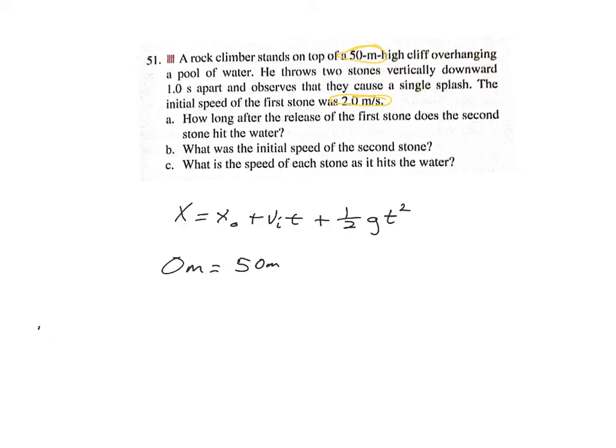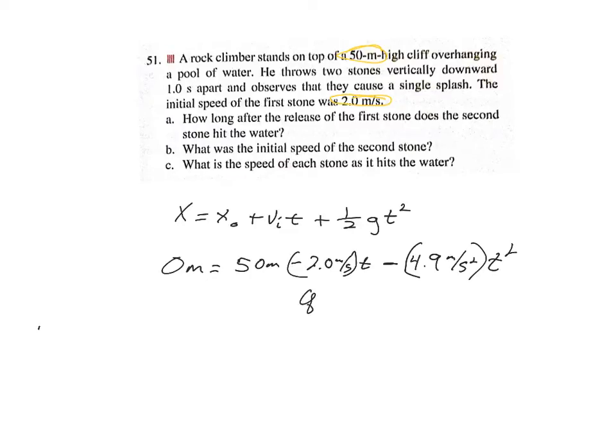My plus down is negative, so it'd be negative 2.0 meters per second times t. Plus this minus, remember gravity is minus, so this is going to turn into negative 4.9 meters per second squared. Well, the whole thing's negative, t squared.